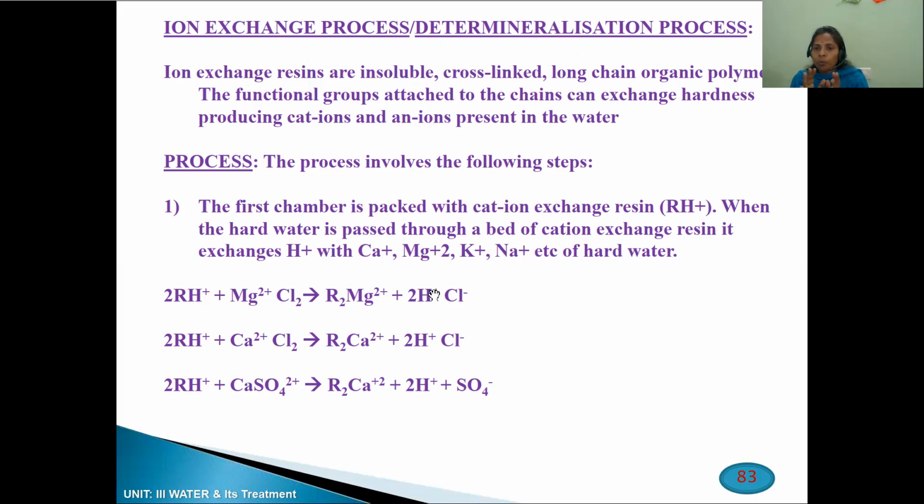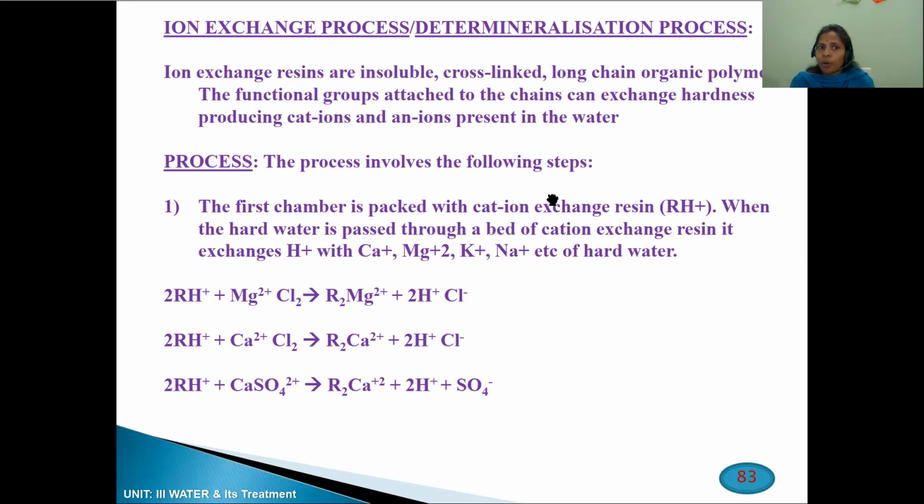So what was there? We have two chambers. What was the first chamber? The first chamber has the cation exchange resin, and the second chamber has the anion exchange resin. The first chamber is replacing the cations. The second chamber is replacing the anions. Through the first chamber, we are passing the acid for regeneration. For the second chamber, we are passing the alkaline or base solution for the regeneration. So now let us see the process.